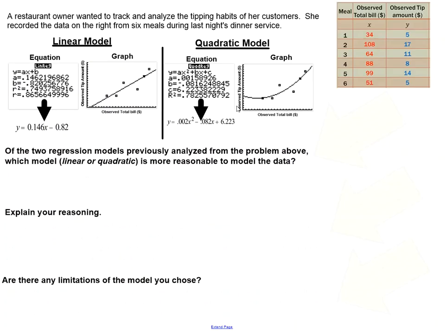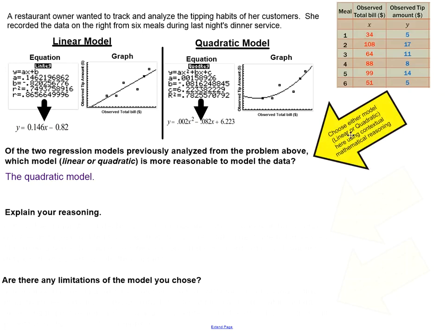All right, so let's go back to this restaurant owner tipping situation. Of the two regression models previously analyzed, which is more reasonable to model the data? I'm saying quadratic. Quadratic did have the greater coefficient of determination. But really, you can make an argument for each one, and we'll see that in a moment. So I'm saying the quadratic model. You're just choosing either model, linear or quadratic, using mathematical reasoning. To me, it makes sense that it's the quadratic model.